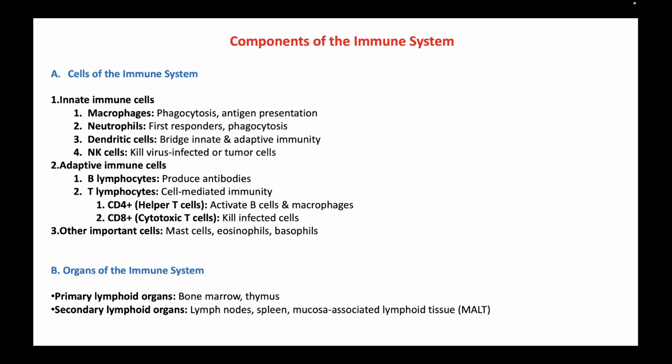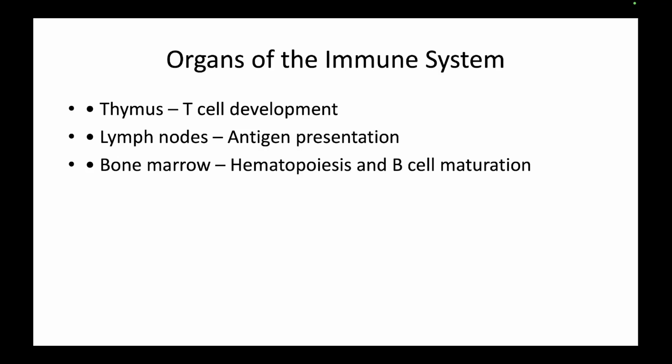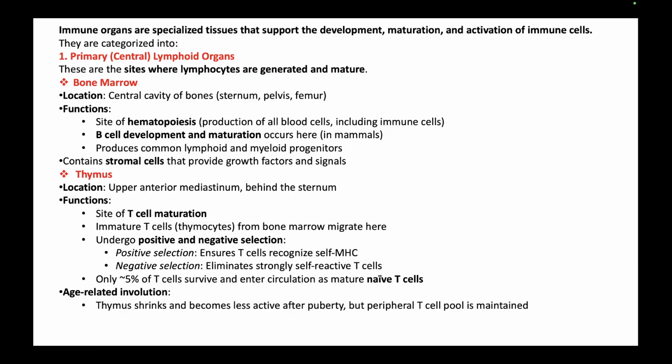Now we were talking about the components. The cells we have talked about; the organs include lymph nodes, bone marrow, thymus. They are divided into primary lymphoid organs. The primary lymphoid organs are bone marrow and thymus. Both T lymphocytes and B lymphocytes originate in the bone marrow, but T lymphocytes go to the thymus for development and maturation.